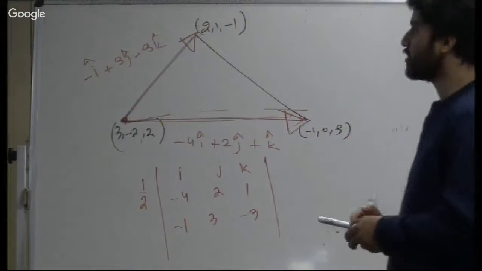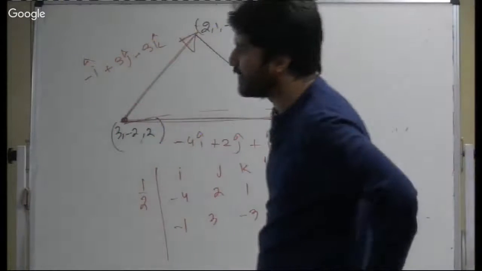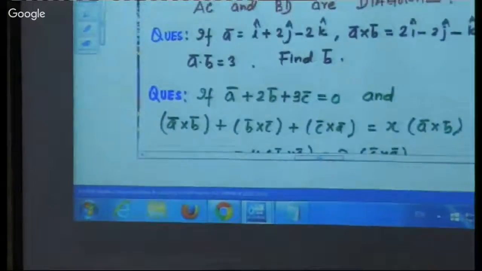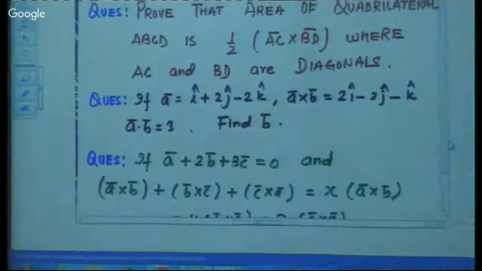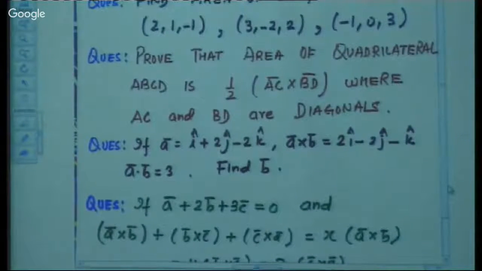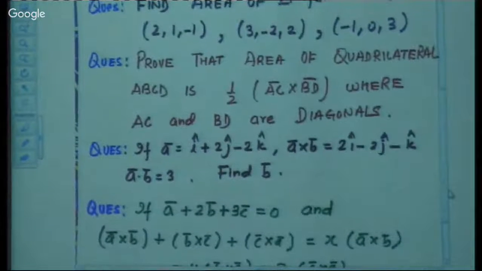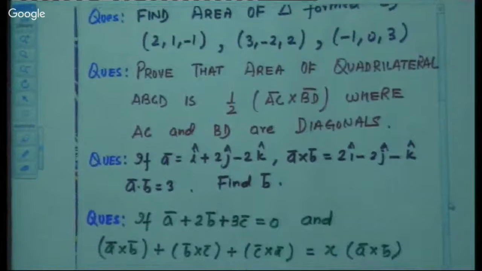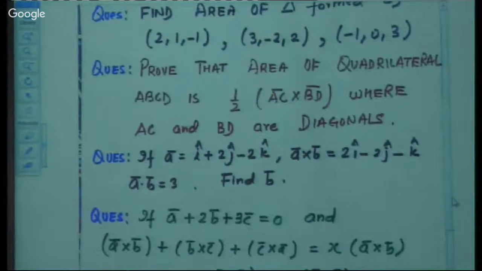Now the next question turns out to be: prove that the area of quadrilateral ABCD is half of AC cross BD, where AC and BD are diagonals. Prove it. How to prove? First draw the diagram. Draw the diagram.